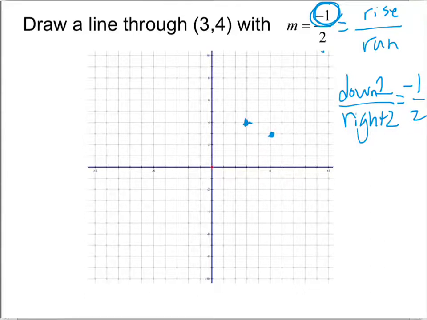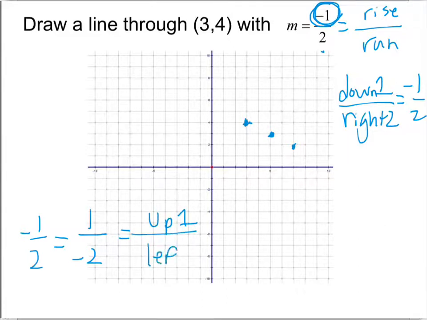Okay. Now we can do that again. We can get another point by going down 1 and right 2. Now you might remember the claim from the last slide that negative 1 over 2 was the same as 1 over negative 2, and that's still correct. Going 1 over negative 2 is the same as going up 1 and left 2. So let's see what happens when we do that. If we go up 1 and left 2 from the original point, we'll get this point right here.